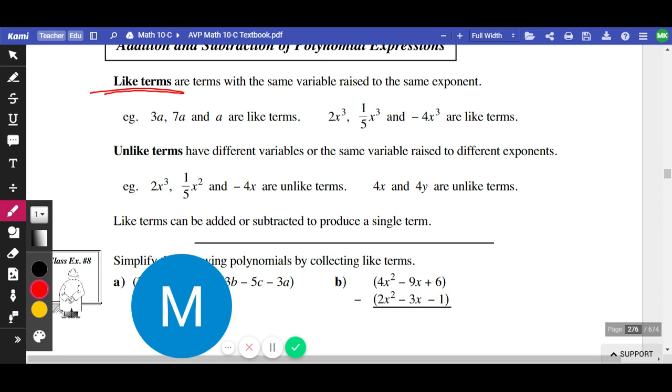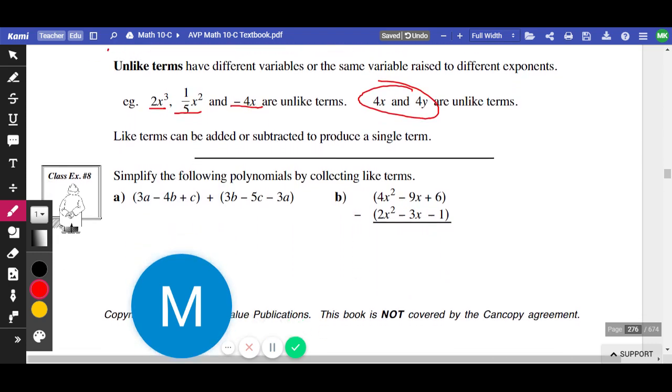Letters go with letters. If you look, they give you an example. These are all like terms because they're all the same letter with the same exponent. They're all a to the power of 1. These guys are also all like terms because they all have the same exponent with the same letter. It's all x to the power of 3. These guys are not like terms. They're all x's and that's great, but they all have different exponents. These things are definitely not like terms because they're different letters. X's and Y's don't go together.